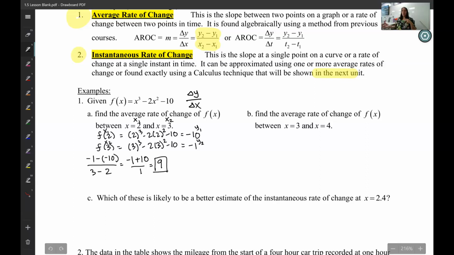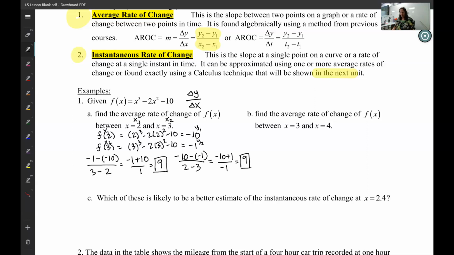Now, you might be wondering, what if I switch my y's and my x's? So if I did negative 10 minus negative 1 and 2 minus 3. Well, let's try it. That would be negative 10 plus 1 all over negative 1. Still equals 9. So it doesn't really matter which order the points go in. You just make sure that the right y goes with the right x. So that negative 10 goes with 2 in this equation. The negative 10 is on top of the 2, and the negative 1 is on top of the 3, because they're the pairs that go together.